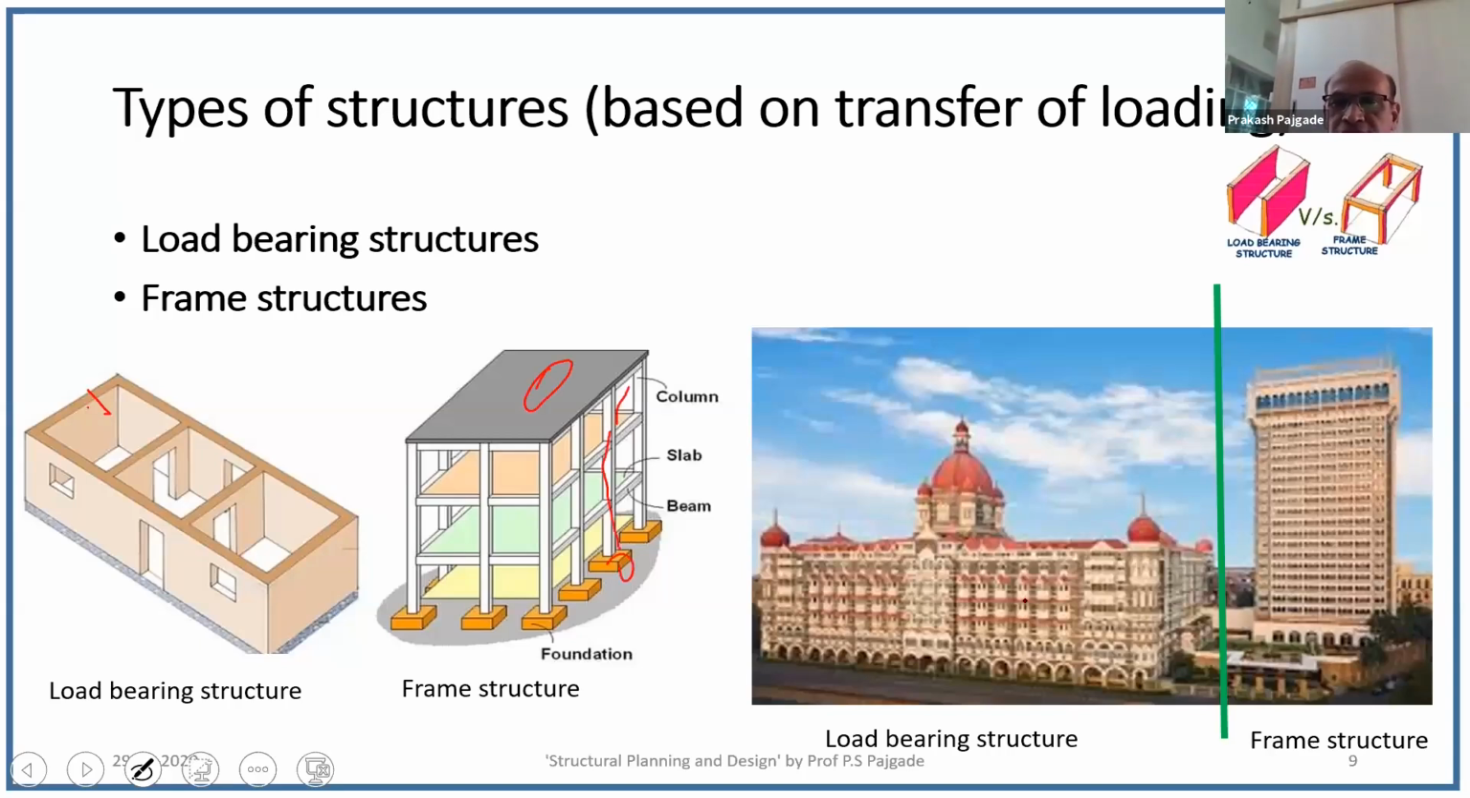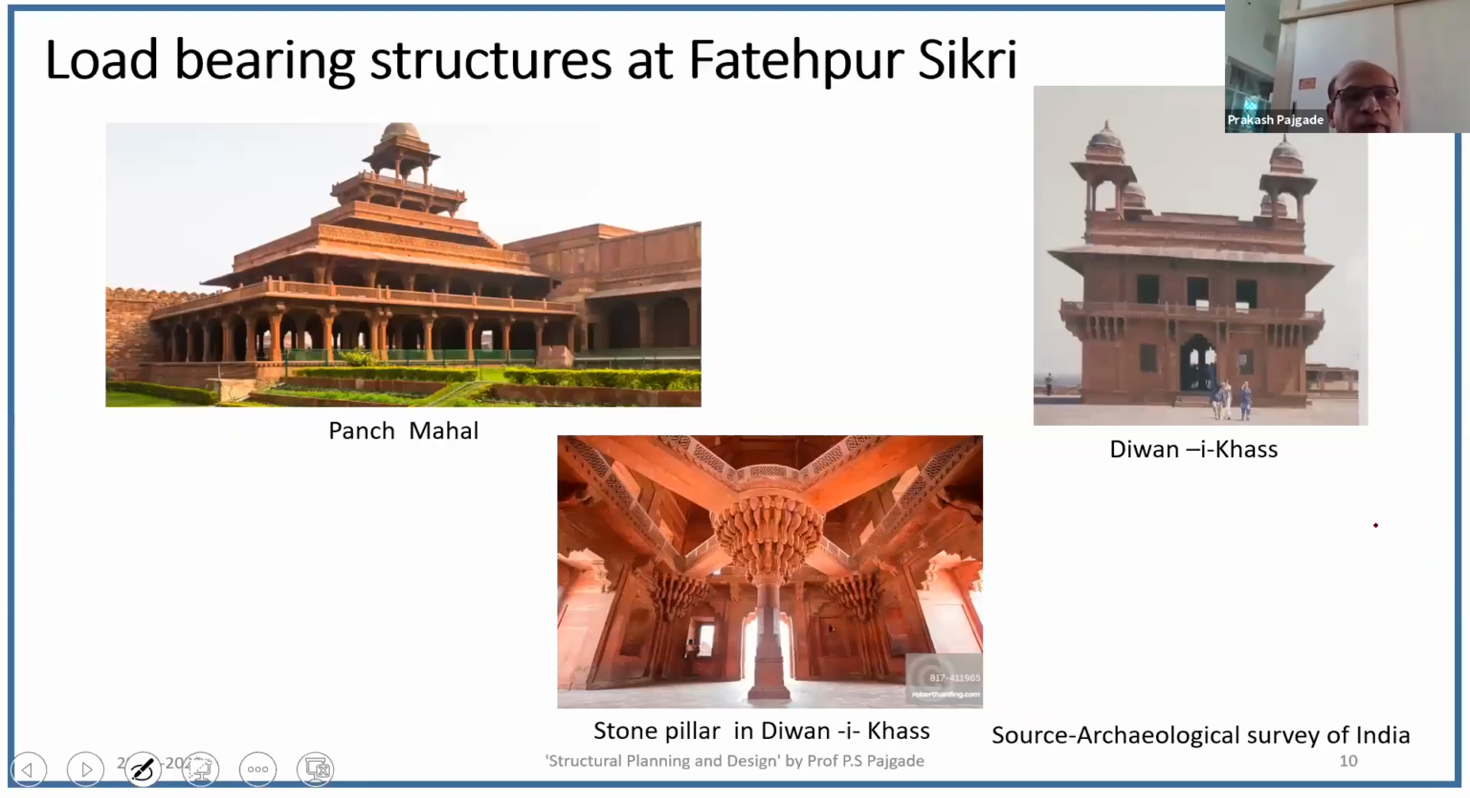Now, this is the example of Hotel Taj at Mumbai. This left-hand side building is a load-bearing structure constructed in 1907. So it is more than 113 years old, and still it is serving the purpose. On the right-hand side, the building that is New Taj is a frame structure. Now there are monumental load-bearing structures at Fatehpur Sikri. This is Panch Mahal.